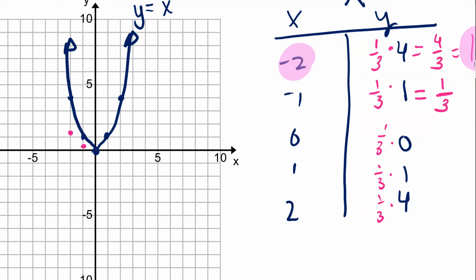So I'm doing it in 2 different colors so you can see what's happening. Let's see. 0 times a third is still going to be 0. 1 times a third. Oh, we already have done these. This is a third. This is 1 1/3.